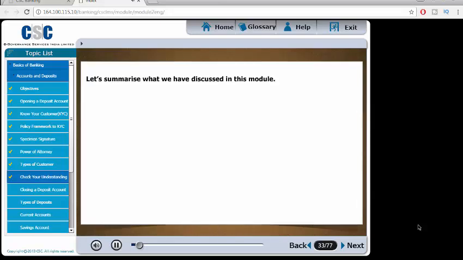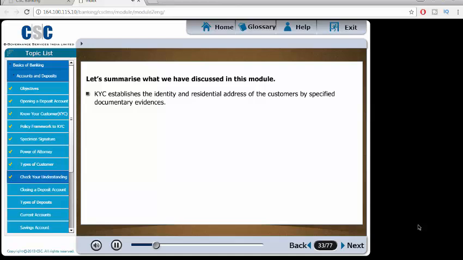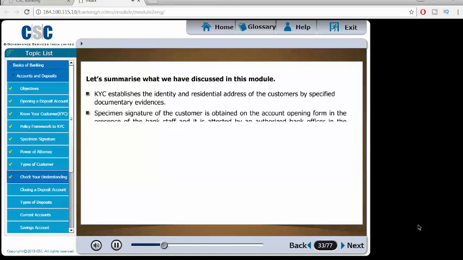Let's summarize what we have discussed in this module. KYC establishes the identity and residential address of the customers by specified documentary evidences. Specimen signature of the customer is obtained on the account opening form in the presence of the bank staff and is attested by an authorized bank officer in the form itself.